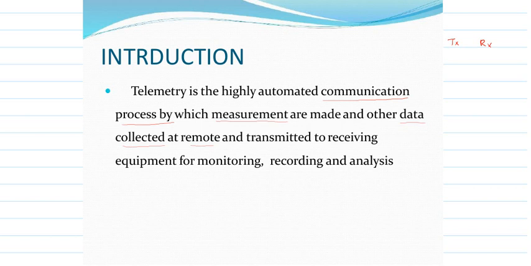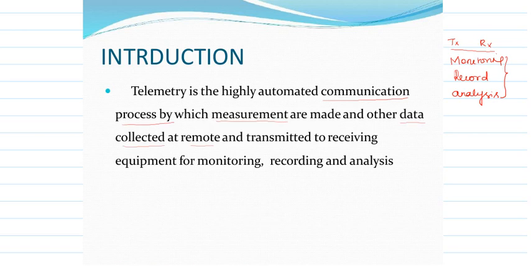While transmitting the information, not only are we sending, we are also monitoring, then recording, then analyzing the concept. So three things we are doing by way of the telemetry process: we transmit the signal from the transmitter to the receiver, we monitor, record, and analyze.